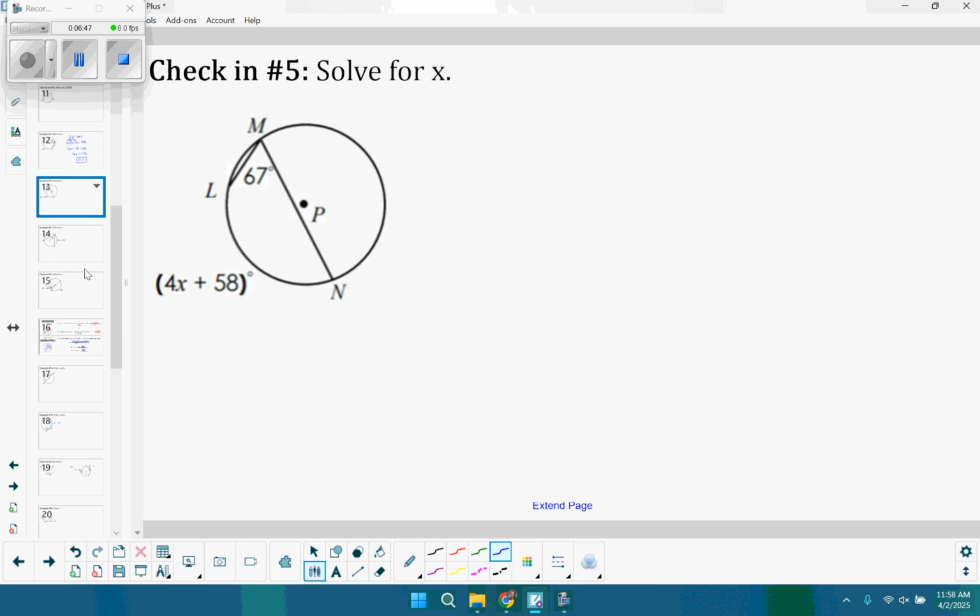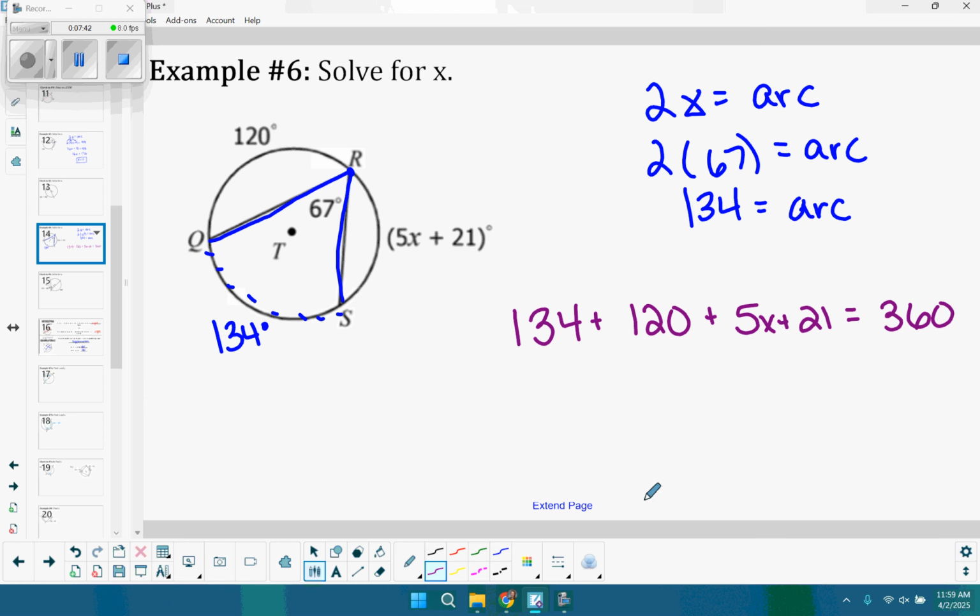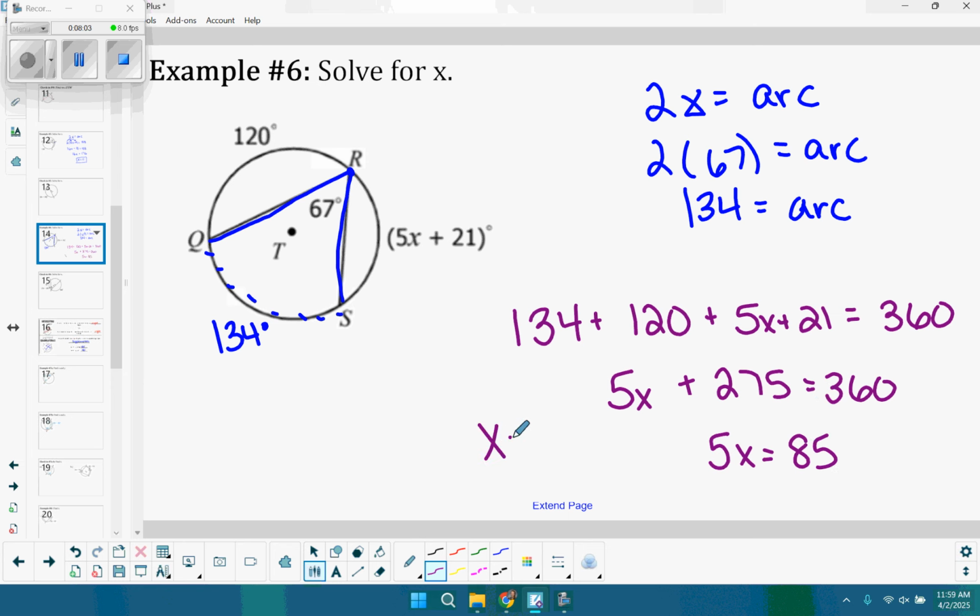Now the exterior should add to 360. So we could do 134 plus 120 plus 5x plus 21 equals 360. So if we combine our like terms, 134, 120, and 21 are 275. If we take that away from our 360, we get 85. And dividing that by 5, x is 17.